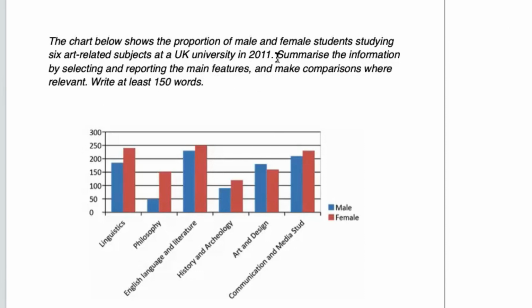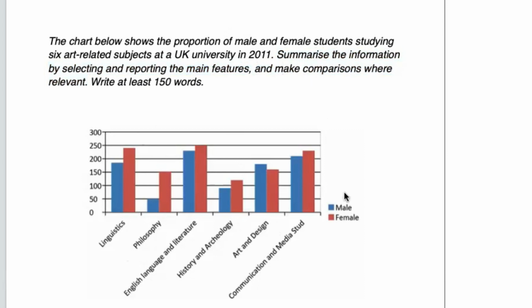Now, the second sentence here is probably the most important. It tells you exactly what you have to do. So you have to summarize the information here by selecting and reporting the main features, not all of the features, the main features. This is a big thing that students usually don't really pay attention to. So you don't want to write about everything. Remember, you only have 150 words as a minimum to write this. So you want to report the main features and make comparisons where relevant.